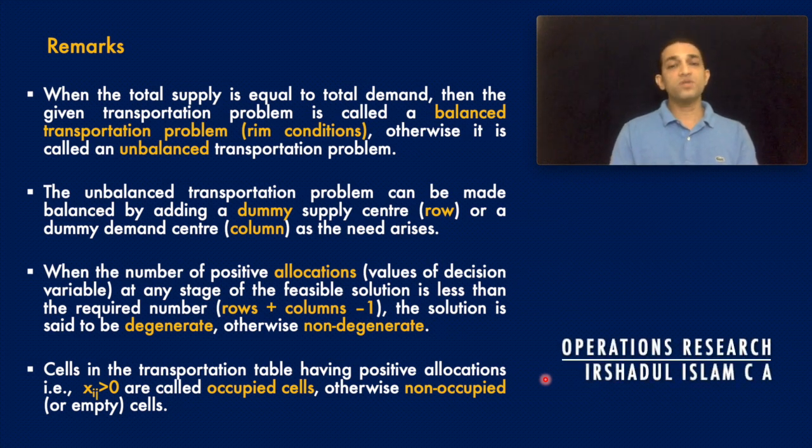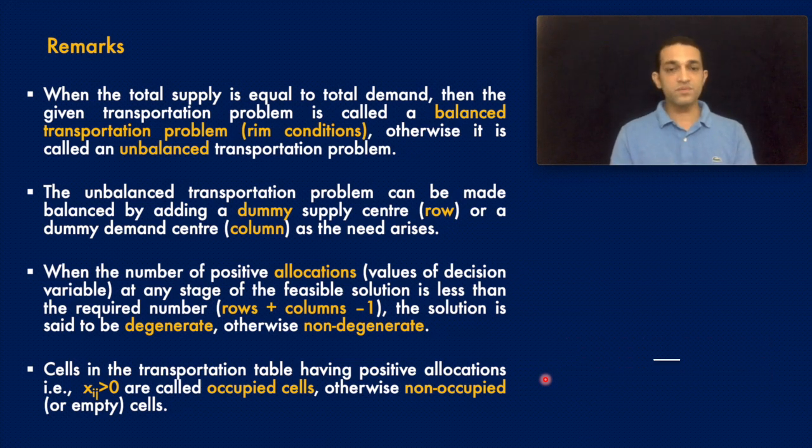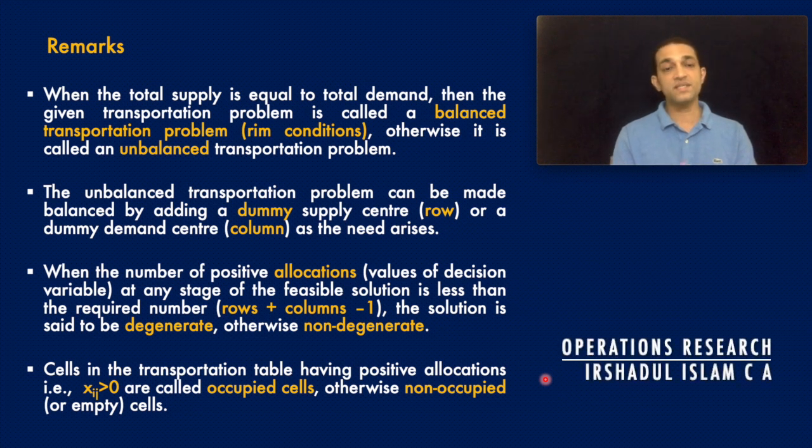And when the number of positive allocations at any stage of the feasible solution is less than the required number, in any transportation problem, the required number of allocations should be number of rows plus number of columns minus 1, the solution is said to be degenerate. Otherwise, we will call it non-degenerate. And cells in the transportation table having positive allocations, that is the values are greater than 0, are called occupied cells. Otherwise, we will call them unoccupied cells or empty cells.